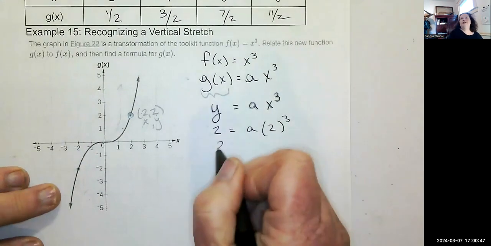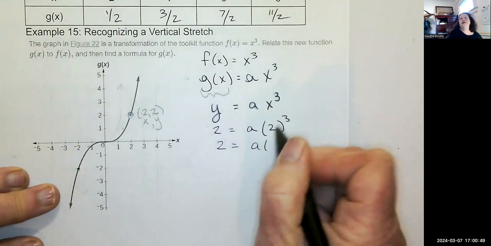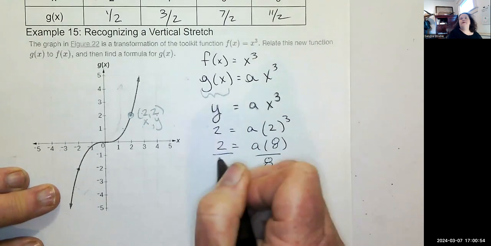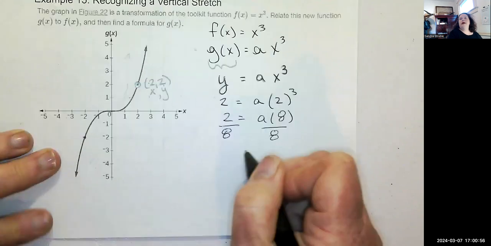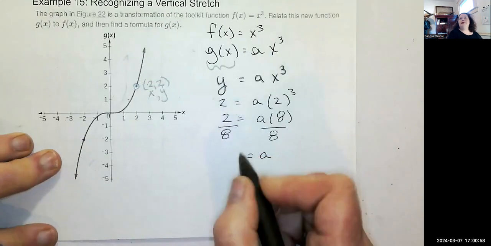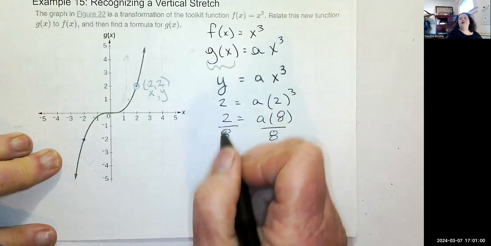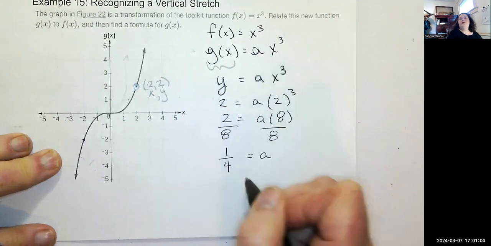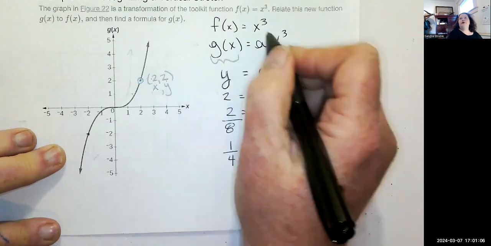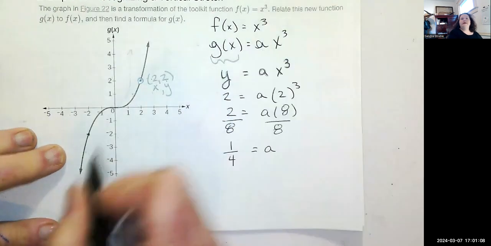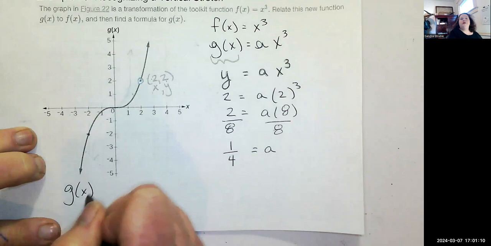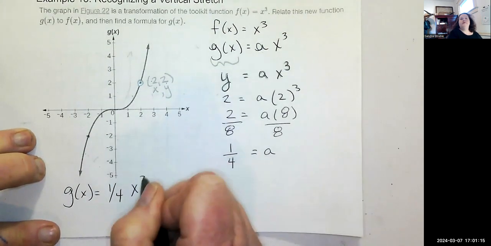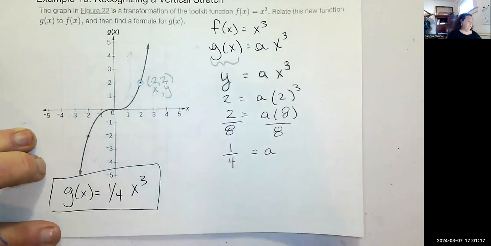All right, so 2 is equal to a times 2 cubed is 8. Divide both sides by 8. a is equal to 2 eighths, but it can be reduced by 2. 2 divided by 2 is 1. 8 divided by 2 is 4. So a is 1/4. Therefore, I'm going to just take this where this a is, and my new function is going to be 1/4, and then it's x cubed. That is the answer.